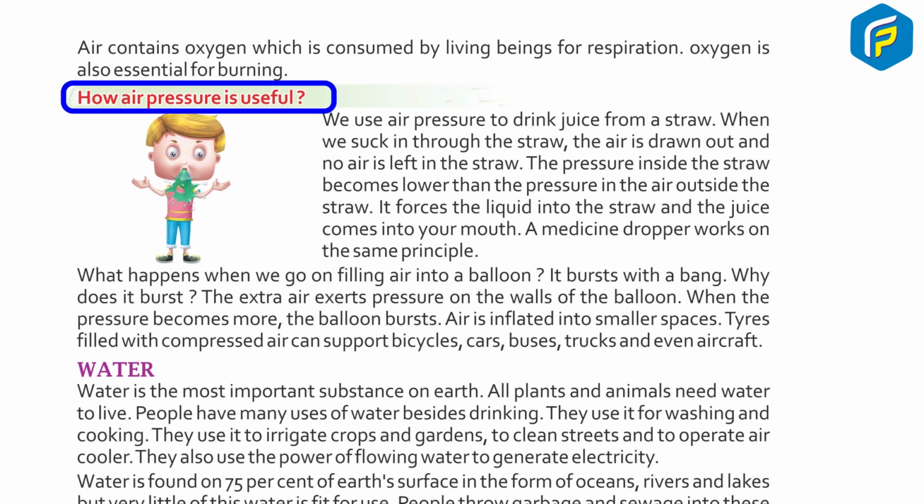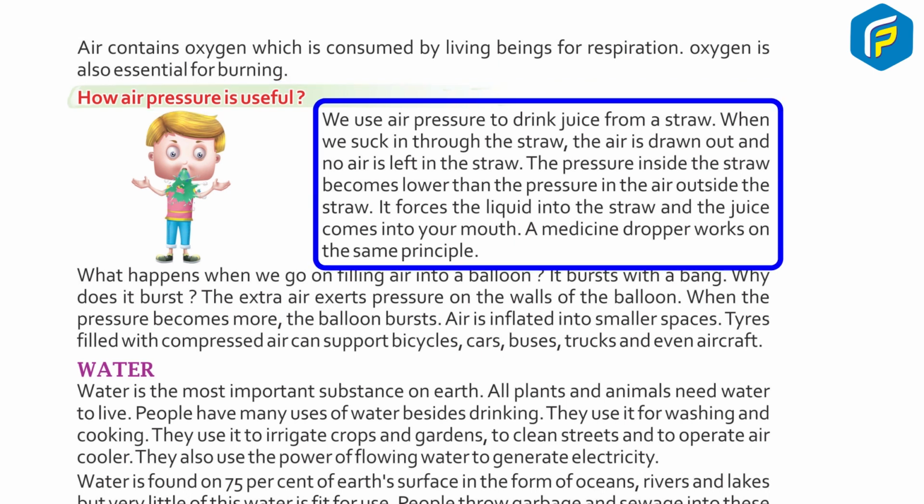How air pressure is useful. We use air pressure to drink juice from a straw. When we suck in through the straw, the air is drawn out and no air is left in the straw. The pressure inside the straw becomes lower than the pressure in the air outside the straw. It forces the liquid into the straw and the juice comes into your mouth. A medicine dropper works on the same principle.